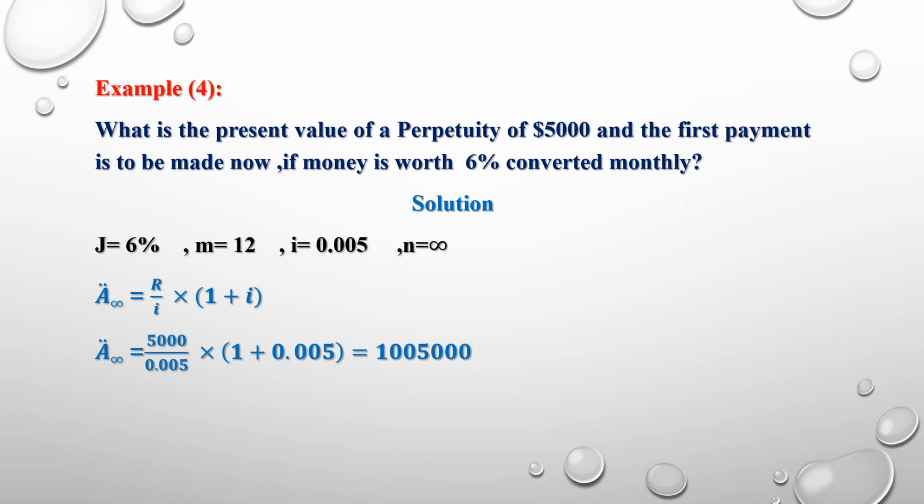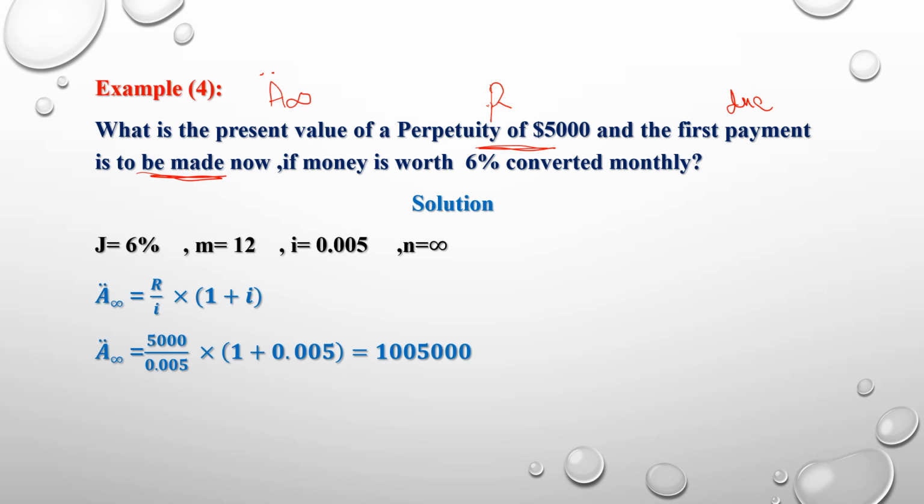Example 4. What is the present value of a perpetuity of $5,000, and the first payment is to be made now? If money is worth 6% converted monthly. In this example, he's asking about the present value of a perpetuity of $5,000. So this is R, the value of the perpetuity. And the first payment is to be made now. So this is a due perpetuity, and the present value is A infinity of a perpetuity due.